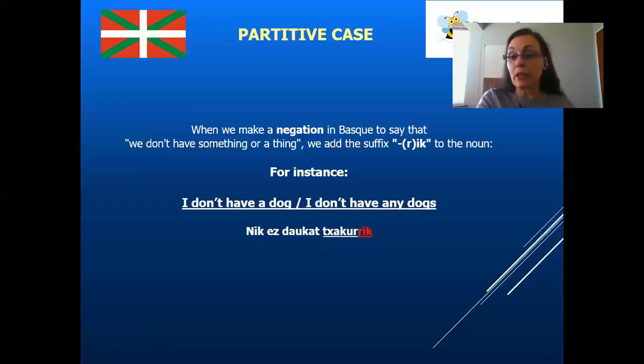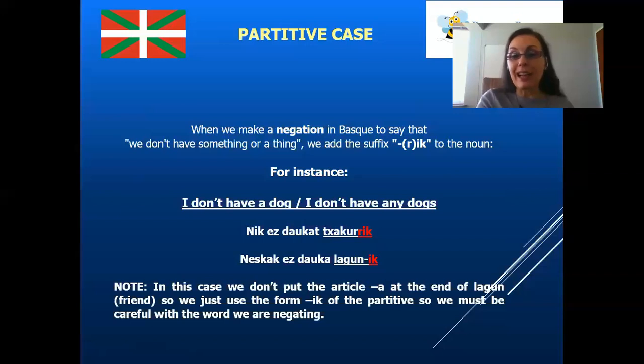Nik ez dauka txakurrik. See, it's doubled up R. It's kept the R, txakurrik. So you don't put the A of the article. That A disappears. Neskak ez dauka lagunik. The girl doesn't have any friends.